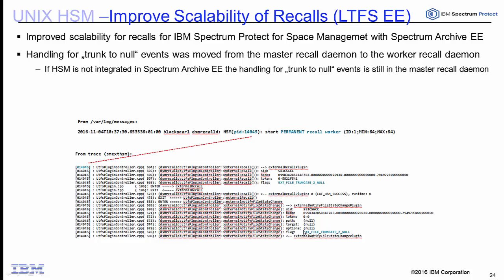Okay, for the UNIX HSM, we've improved the scalability of recalls for your LTFS EE. We've improved the scalability of recalls for your IBM Spectrum Protect for Space Management when we're utilizing it in conjunction with Spectrum Archive EE. This will work for the handling of trunk to null events, and that was moved from the master recall daemon to the worker recall daemon. If HSM is not integrated with Spectrum Archive EE, then the handling for this trunk to null event is still in the master recall daemon.